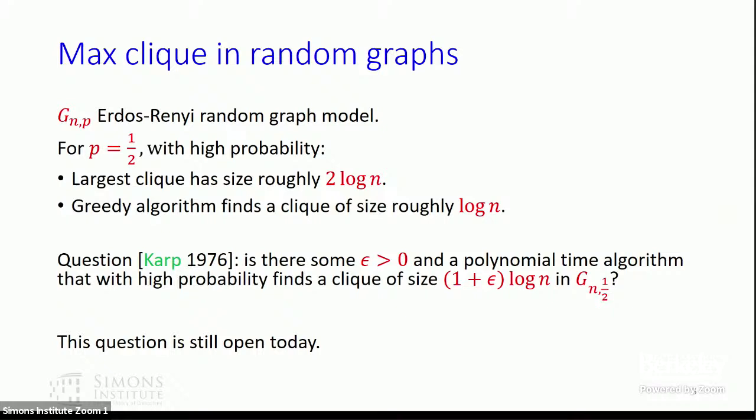The simple algorithm is you pick a random vertex, remove all its non-neighbors, and then recurse on the graph that remains. So in each step, you gain a vertex and lose half the vertices. So you get log n vertices in the clique. And I hope I got the year right, but in 1976, apparently, Dick Karp asked whether there's some value of epsilon greater than 0, and a polynomial time algorithm that with high probability finds a clique of size larger than (1 plus epsilon) log n, in a random graph. So this is a long-standing open problem. It's still open today.